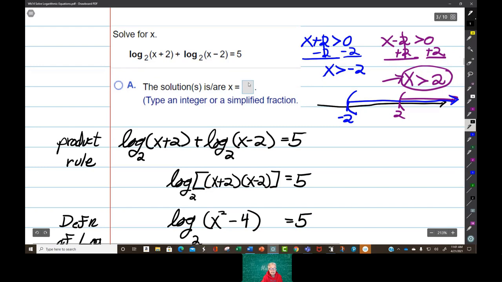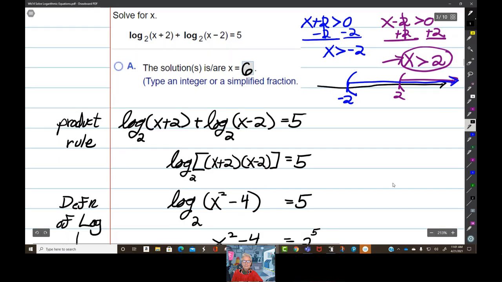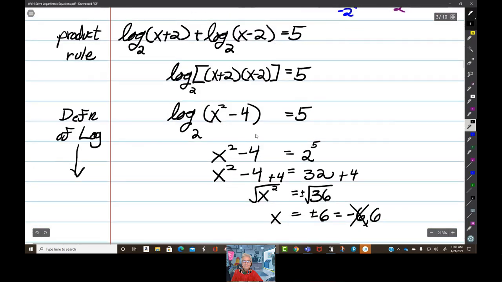So positive 6 is the only answer. So let's go over this. I have the same base. I have the log of an argument plus the log of an argument. That automatically means I'm going to use the product rule, because I can't use the definition of a logarithm.